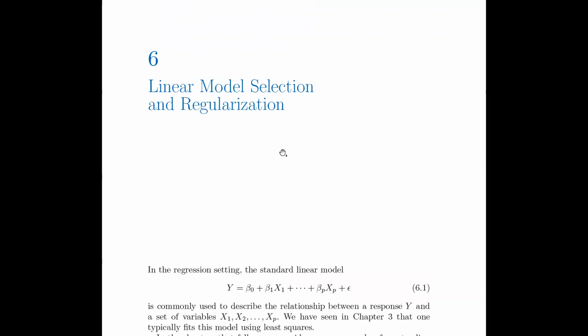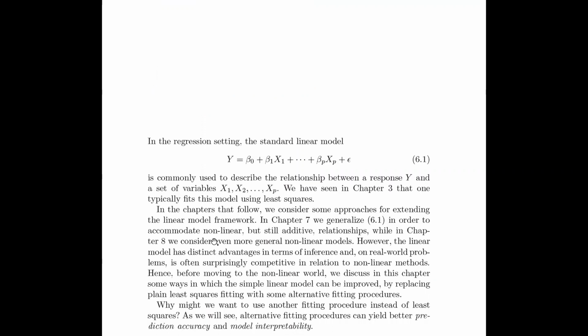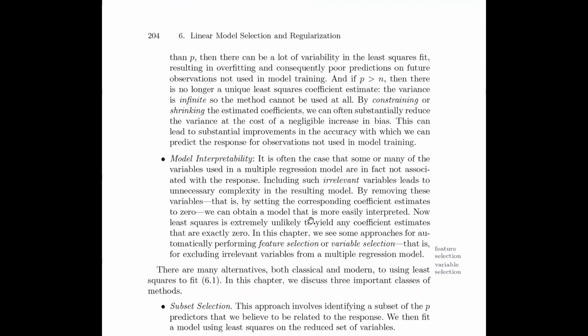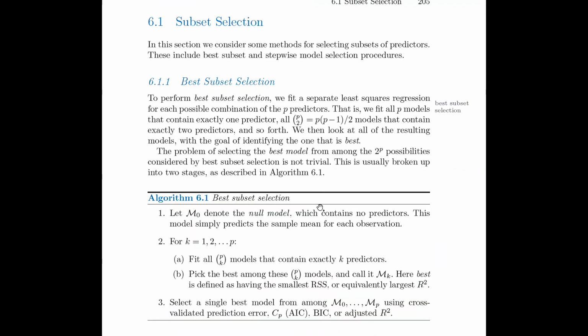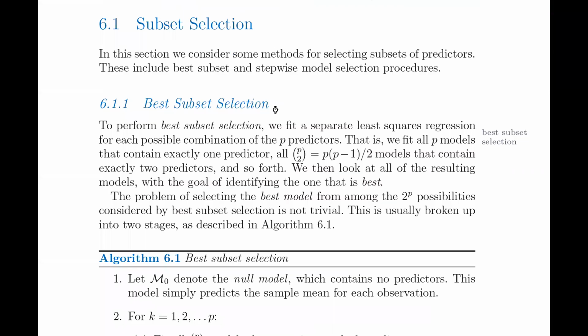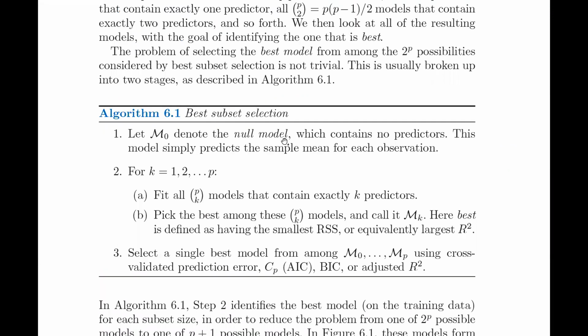So recently, we've started this new chapter, linear model selection and regularization. We had a look at, was it two algorithms? I think I need a quick refresher. So we had best subset selection. And how did this algorithm work?